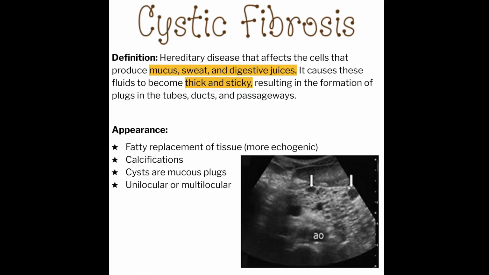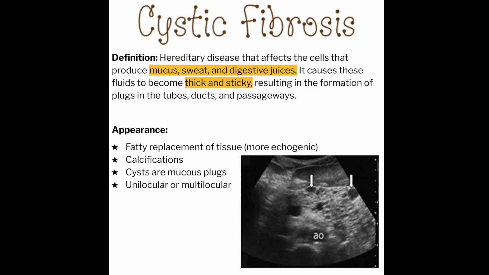The last multicystic disease that we want to talk about then is cystic fibrosis. Cystic fibrosis, again, is another hereditary disease that affects the cells that produce mucus, sweat, and digestive juices. So quite often you think of cystic fibrosis affecting the lungs, because those are going to produce mucus, but it actually can affect the pancreas as well, because it's one of those digestive organs.